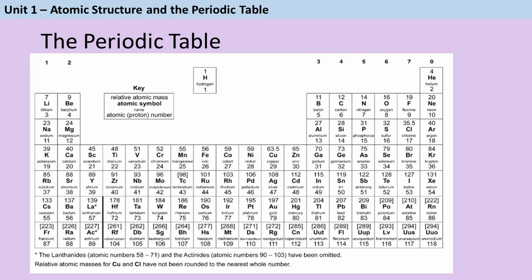Now, the reason that all of the elements in group 1 have the same chemical properties, they all behave in the same way and react in the same way, is because they have the same number of electrons in their outer shell. So if you're in group 1, you have 1 electron in your outer shell. If you're in group 3, you have 3 electrons in your outer shell. And that is what is going to determine how you react with other elements.